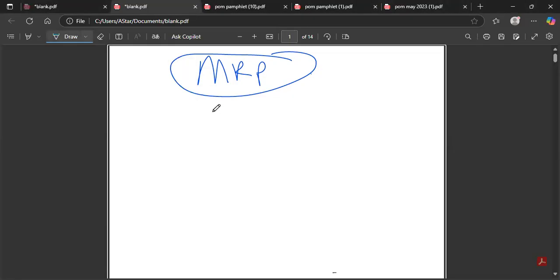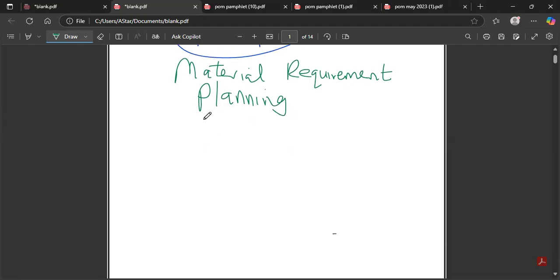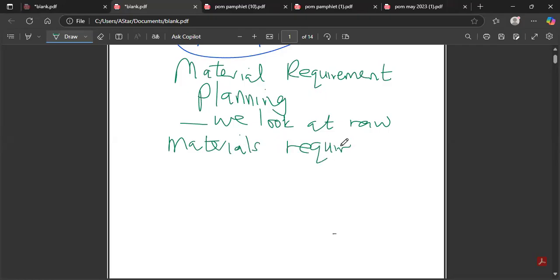So MRP simply means material requirement planning. Okay, so under this one, we look at the raw materials required in production. Okay.